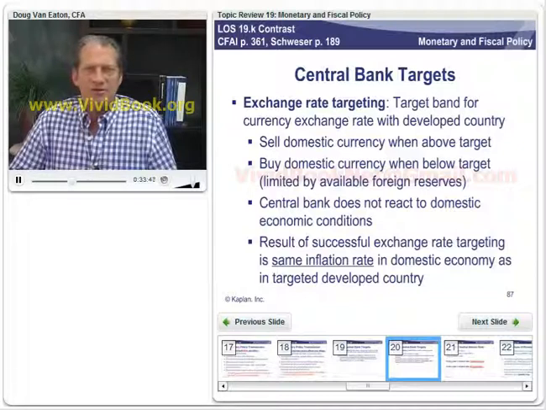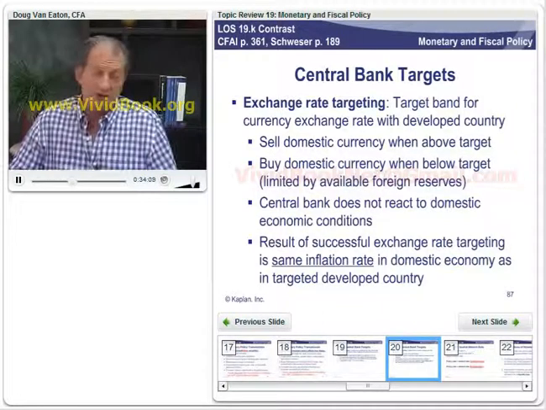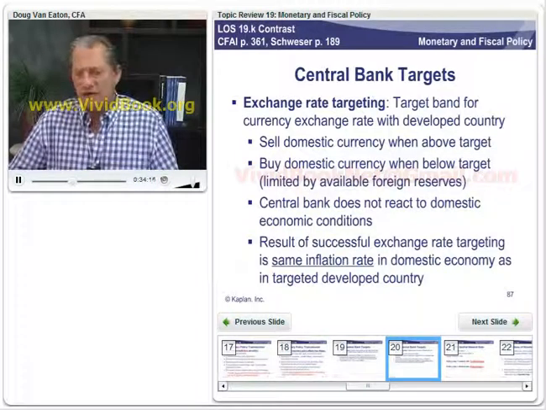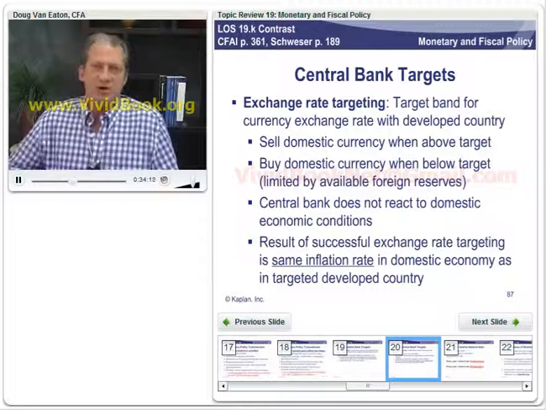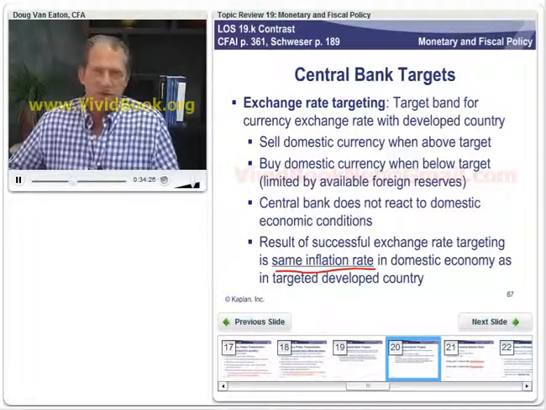Now there's some limitations on how much domestic currency you can buy, because you have to have the foreign reserves to do this. So the central bank, when they have specifically exchange rate targeting, doesn't react to domestic economic conditions. So they're not looking at the policy rate. They're not looking at inflation rates. They're targeting the exchange rate. So what's the overall result of that going to be? Well, if they're successful, they should have the same inflation rate as the country with which they've targeted the exchange rate.